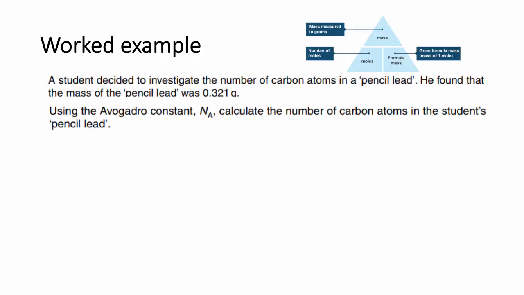Example here: a student decided to investigate the number of carbon atoms in a pencil lead. Pencil lead is actually made of graphite, which is an allotrope of carbon, so it's just made of carbon atoms. He found that the pencil lead had a mass of 0.321 grams. The question says, use Avogadro's constant, which will be given to you, you won't have to worry about remembering it, and calculate the number of carbon atoms in the student's pencil lead.